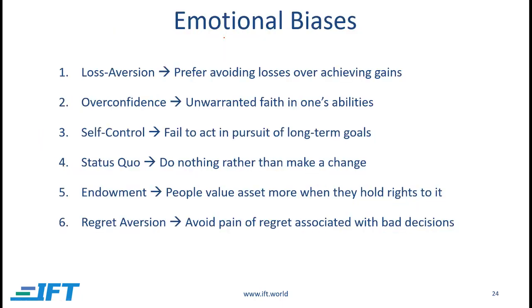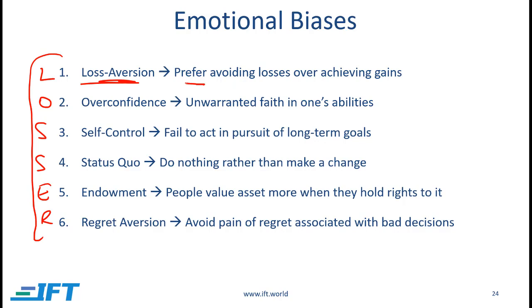Okay, so we are done with our 6 emotional biases. Just a quick recap. To remember these 6 biases, I asked you to learn the acronym LOSSER. The first L is for loss aversion. And here we said people prefer avoiding losses over achieving gains. Then we talked about the overconfidence bias, where people have an unwarranted faith in their own knowledge or abilities.